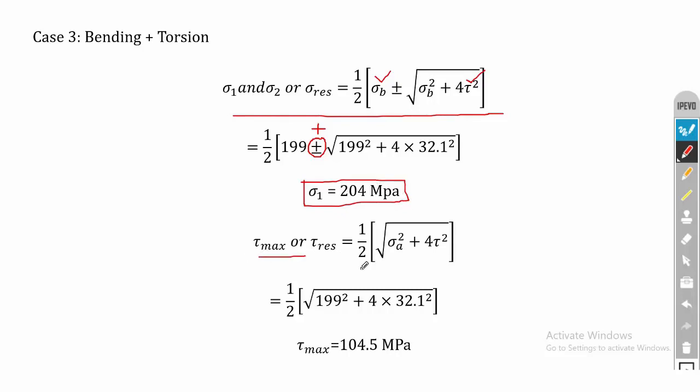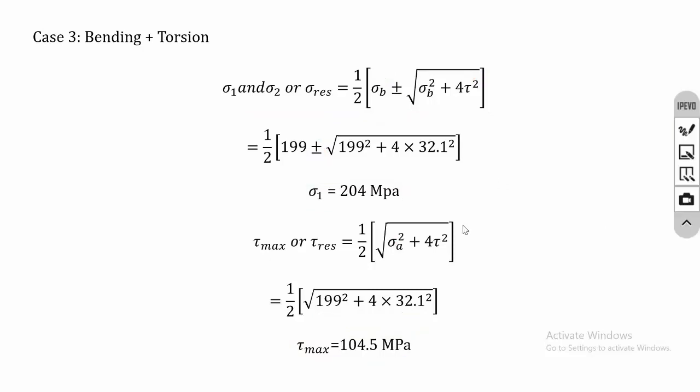And the maximum shear stress is 1 by 2 root of sigma b square plus 4 tau square. Substitute the value of sigma b, it is 199, and tau is 32.1. If you solve this equation, finally you will get tau max equal to 104.5 Newton per mm square, that is megapascal. So in this problem, first we calculate the individual stresses, that is bending and torsion. Finally, we use the combined stress equation to calculate the maximum principal stress and maximum shear stress.